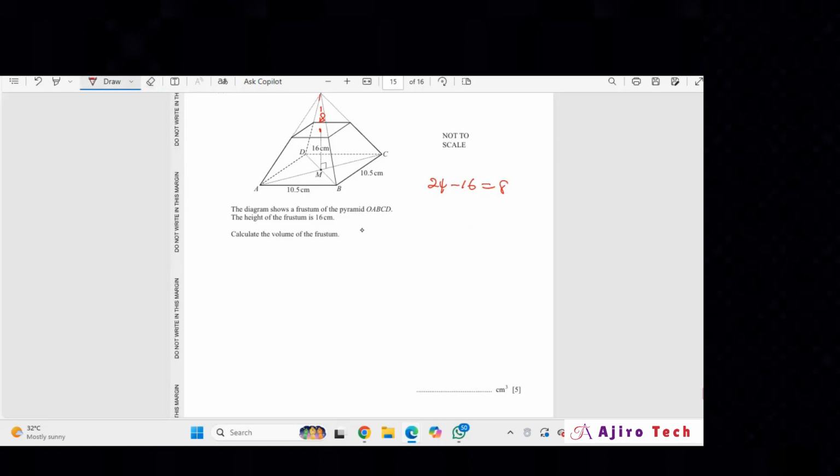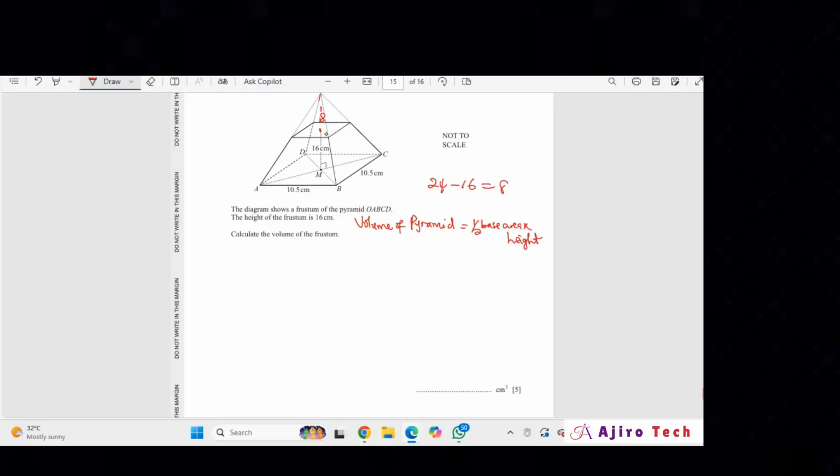So the formula for the volume of a pyramid. Let me start from the volume of a pyramid first. The volume of the pyramid is equal to 1/2 base area times height. So 1/2 base area times the height. So this is the formula.